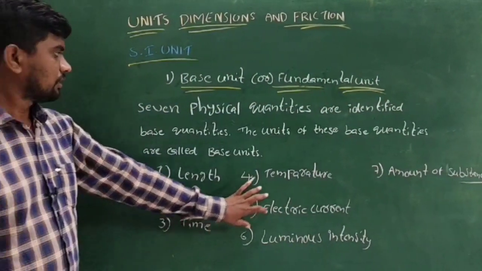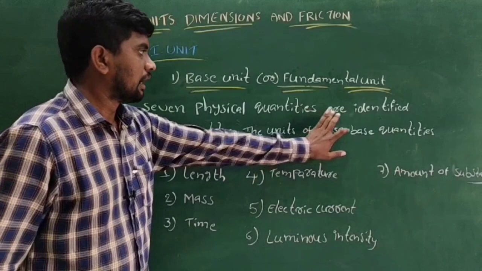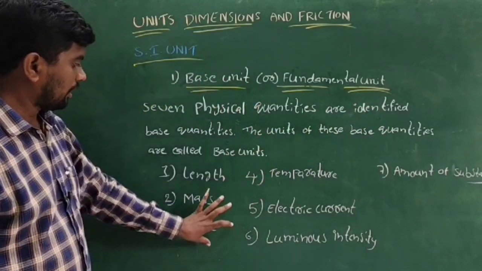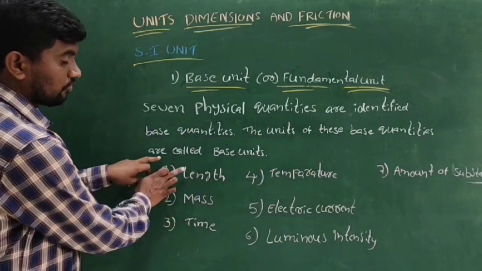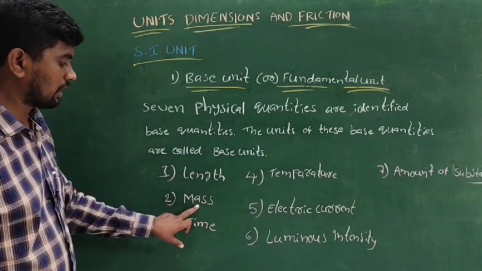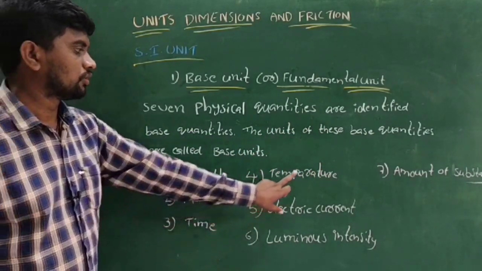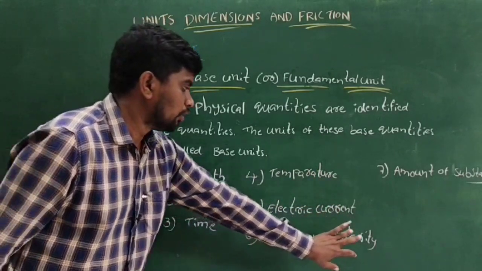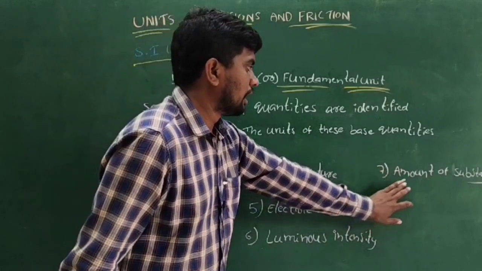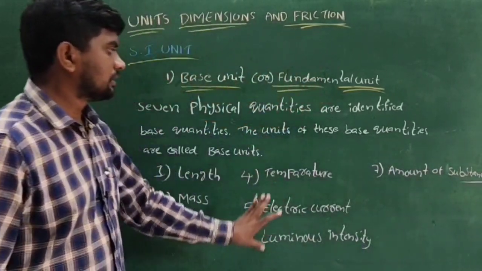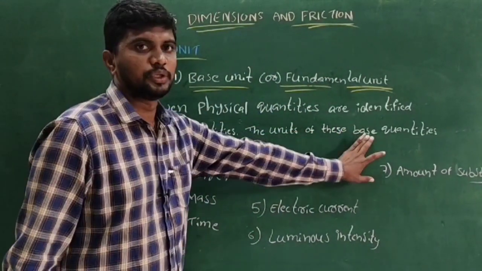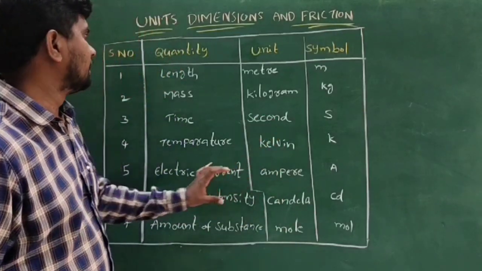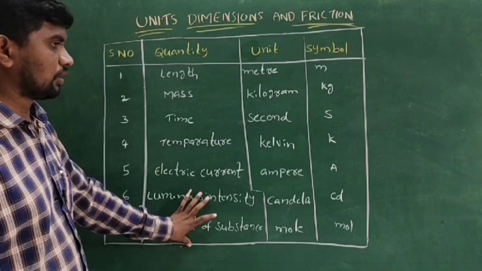There are 7 physical quantities identified as base quantities. How many quantities are base quantities? There are 7. First one is length, second one is mass, third one is time, fourth one is temperature, fifth one is electric current, sixth one is luminous intensity, seventh one is amount of substance. These are the 7 base quantities.